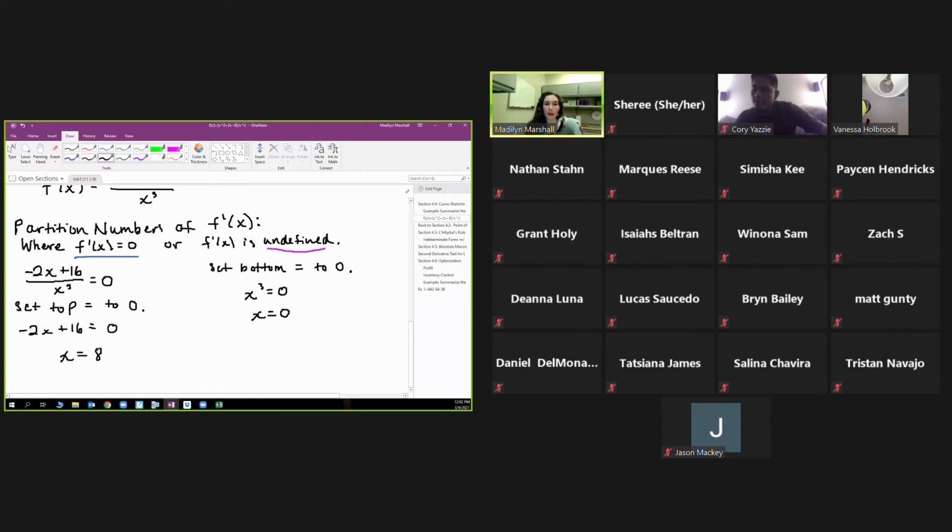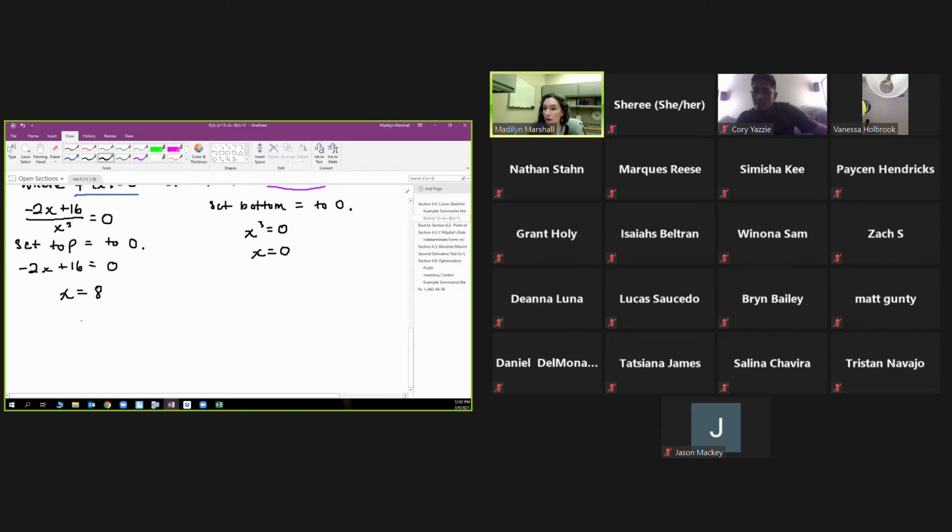On your homework, there were some where the numerator was just a number, in which case it's not possible to solve that because we can't have a number equal to 0. But if we do have stuff in that numerator, we need to set the top to 0 and solve. So we have two partition numbers here: x equals 0 and x equals 8.